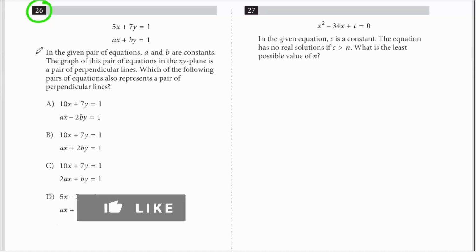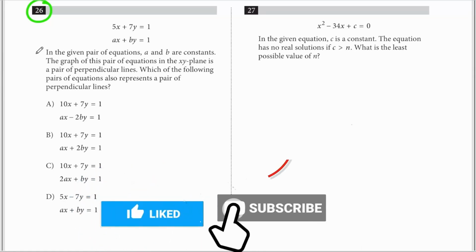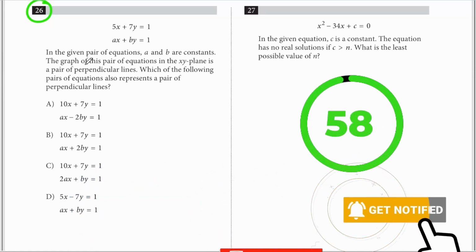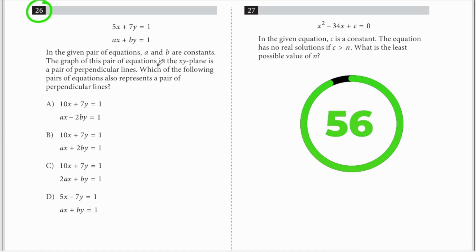So, how can you do this problem in 60 seconds or less? In the given pair of equations, a and b are constants. The graph of this pair of equations in the xy-plane is a pair of perpendicular lines, which is important. Which of the following pairs of equations also represents a pair of perpendicular lines?